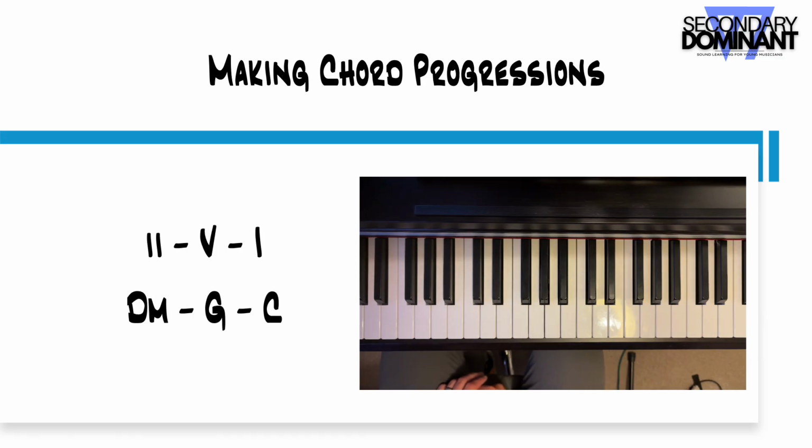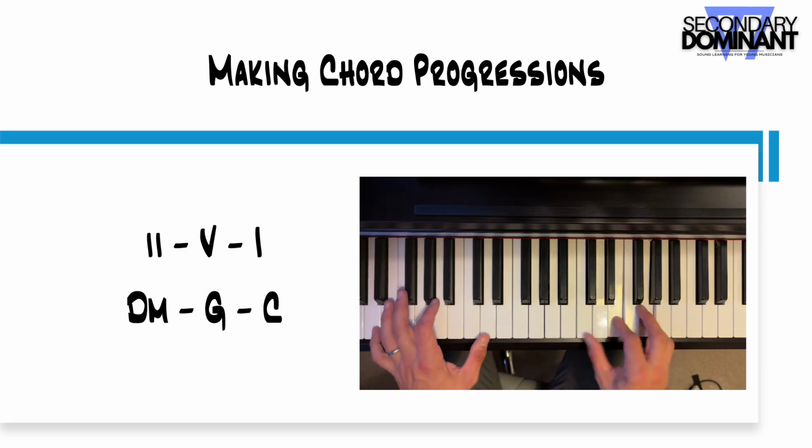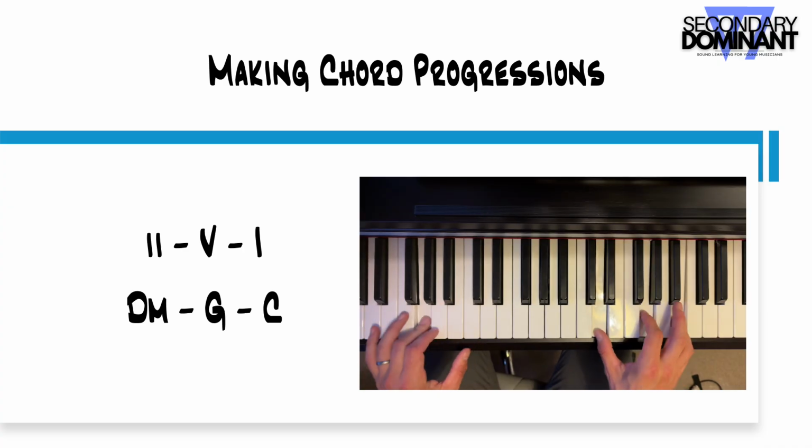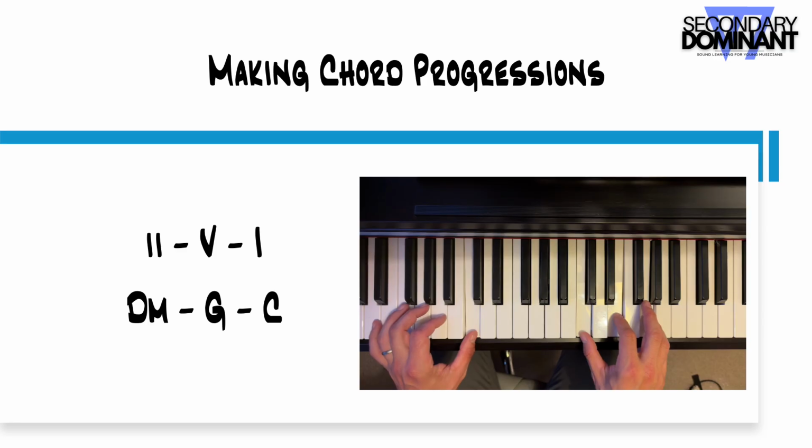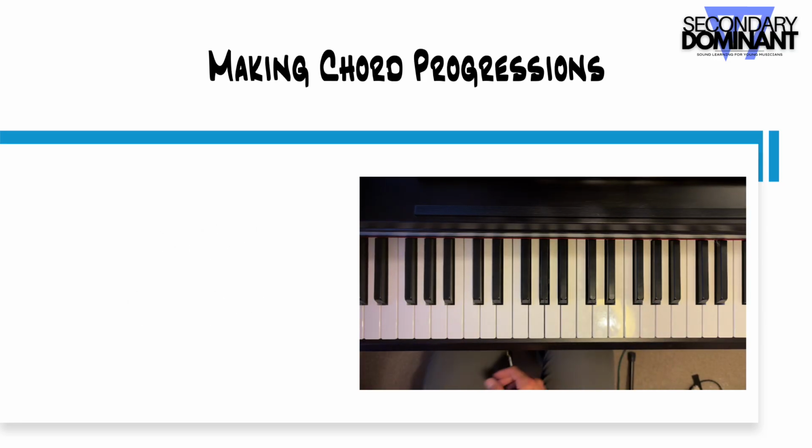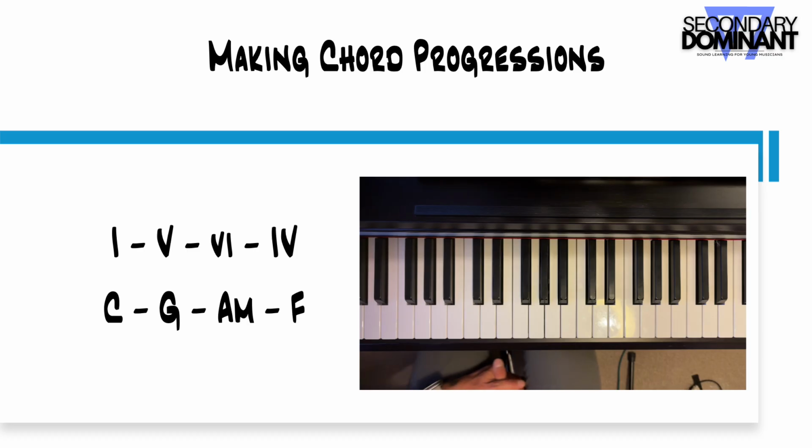In jazz, a common progression might be a 2, a 5 and a 1. That'd be a D minor, a G, and then back to 1, the tonic chord. Let's have a look at the 1, 5, 6, 4 chord progression, which is predominantly used in pop music. The 1, 5, 6, 4 progression, also known as the 4 chord progression, uses the first, fifth, sixth and fourth chords of a musical scale in that order.